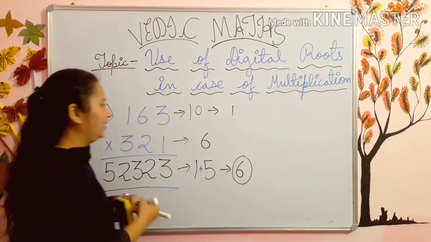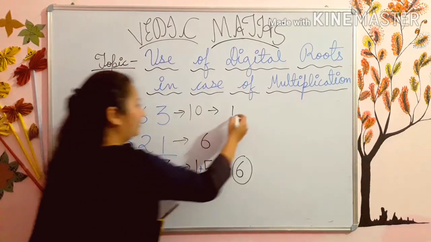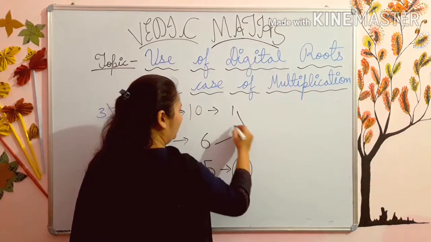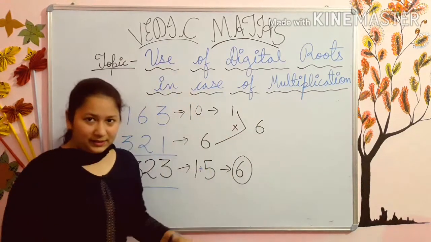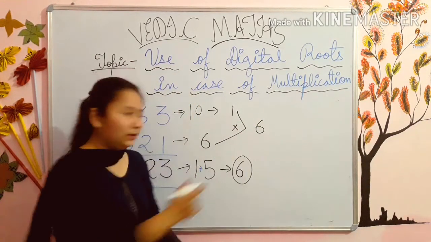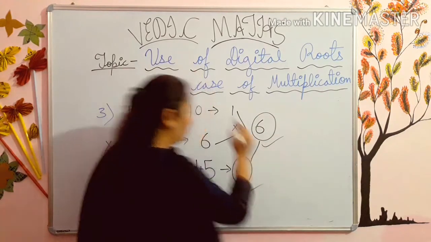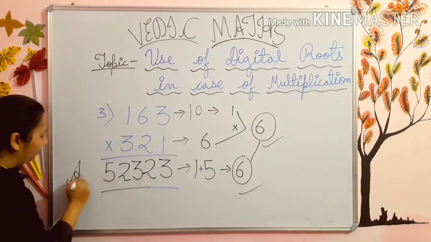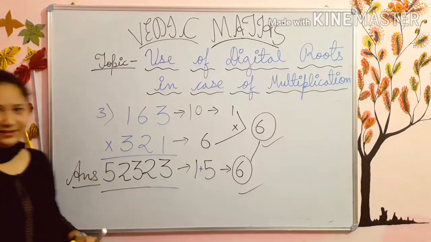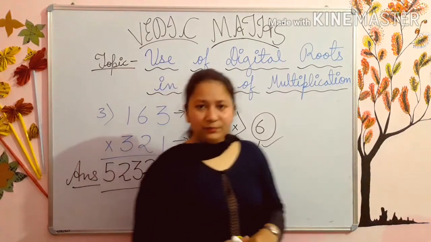Okay? Fine. Now, what I have told you, you have to multiply. 6 ones are 6. Now, as you can see, it is a single digit number. So, it is the digital root. So, they both are same. This means my answer is right. And this is your answer. Perfect answer.